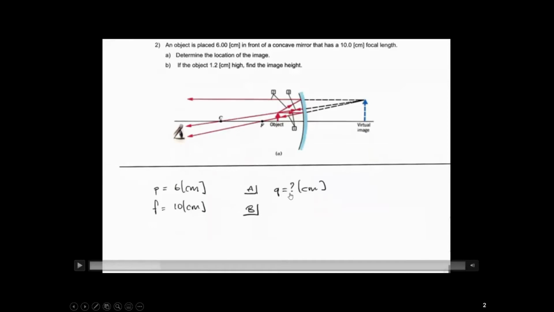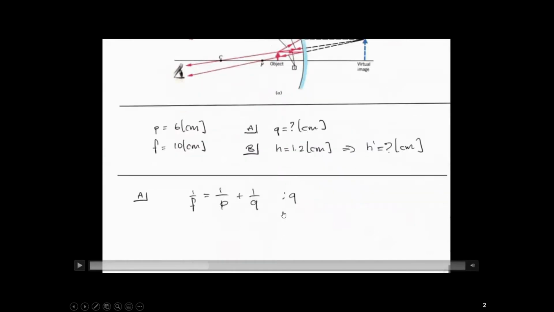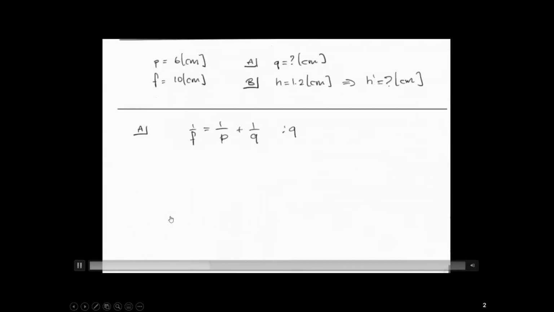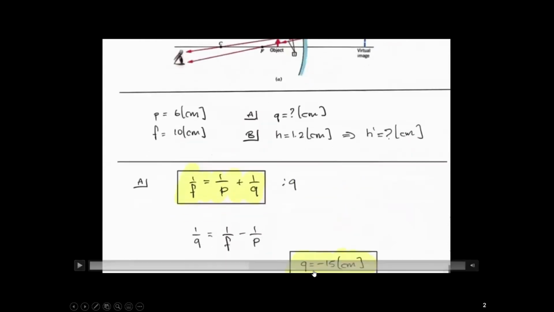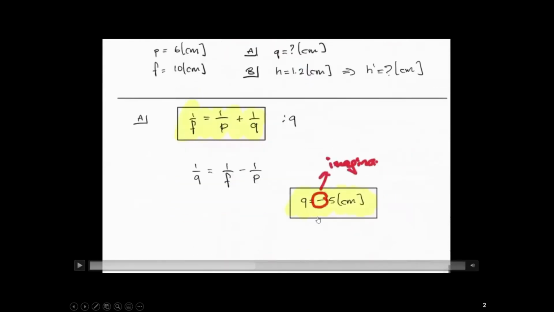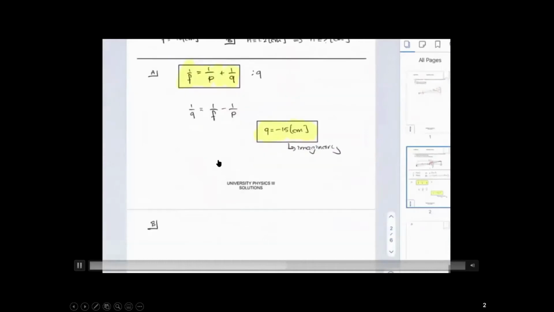So locate the image itself. Q is the image distance. And given the height of the object, figure out the height of the image. So image is going to be actually larger than the object. So that's what we're looking for. So this is the formula that we will get to use. So solve for q, the image distance. We do the algebra, isolate q, so we end up getting negative 15 centimeters. All right. Notice that there's a negative sign there. So negative indicates that the image is going to be virtual. So it's going to appear behind the mirror. That's what it means. So it's going to be imaginary.